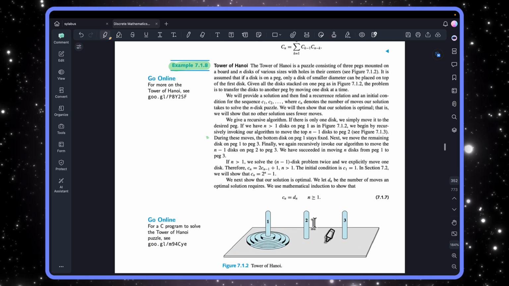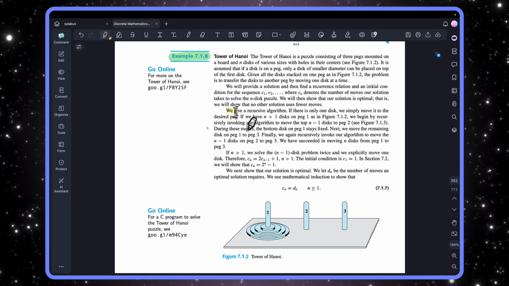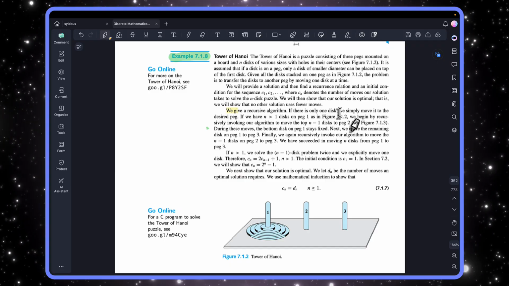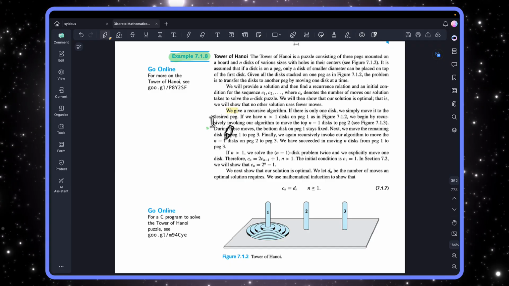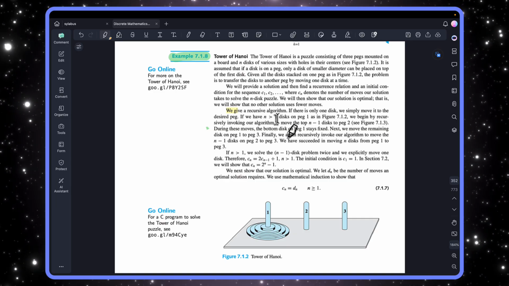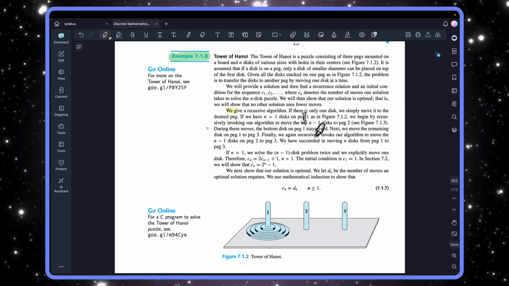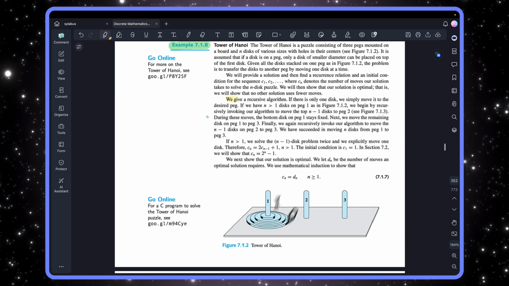So here we go. Let's start. I'll just start reading here. So we give a recursive relation. If there's only one disk, this is like induction. If there's only one disk, we simply move it to the desired peg. If n is greater than 1, then consider the n disks on peg 1. See this figure here. So suppose it looks like this.